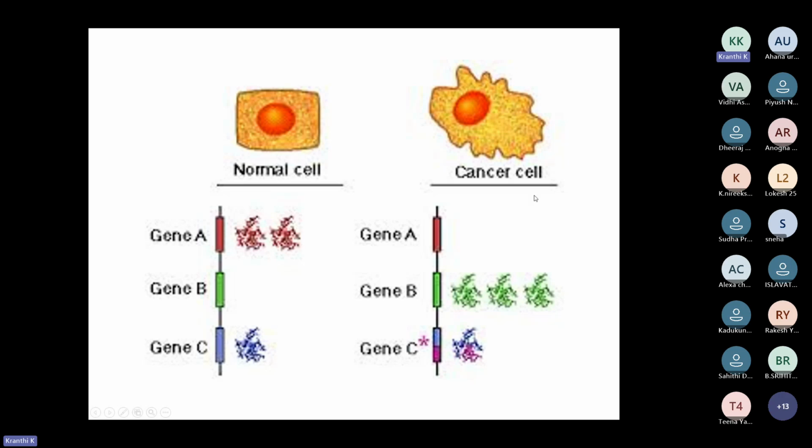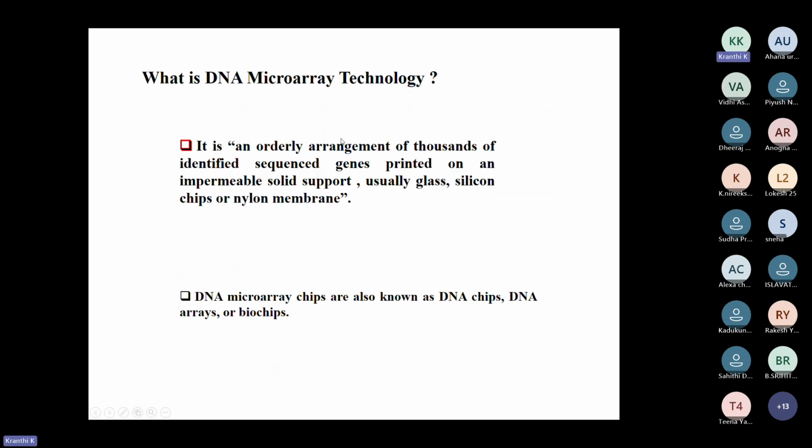When you take the cancer cell, gene A is not expressing anything. Gene B should not produce any protein, but here it is expressing three types of proteins. Then gene C should express only one protein, but here it is expressing two different types of proteins combined. Like this, the expression will change. That leads to a cancer cell, or that may lead to any other genetic disease. So, what is a DNA microarray?